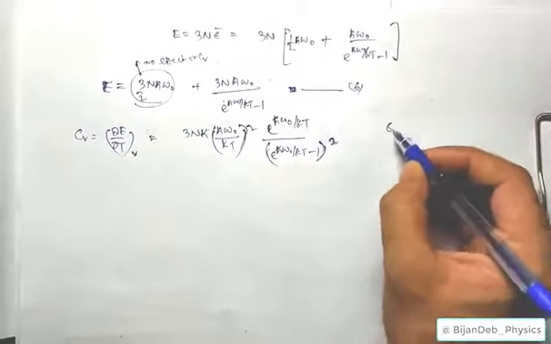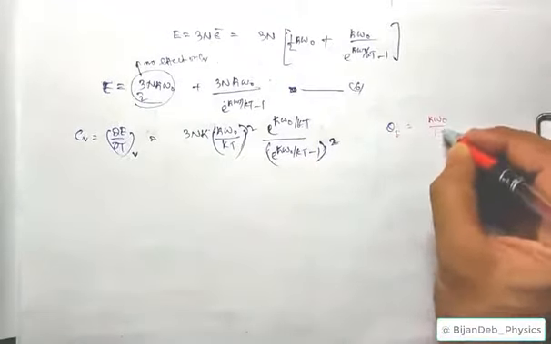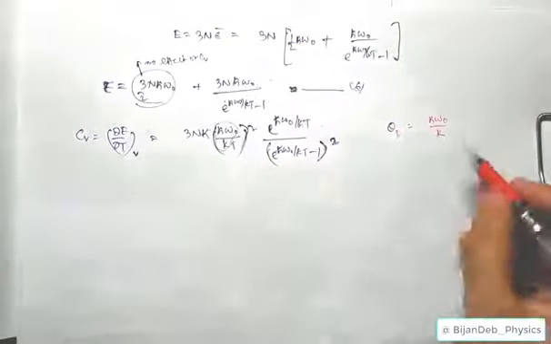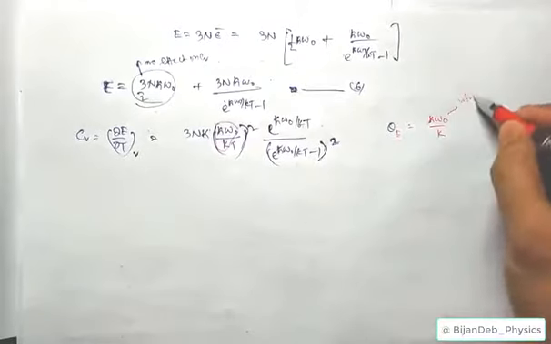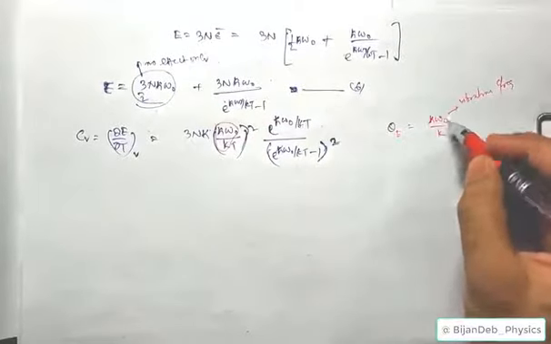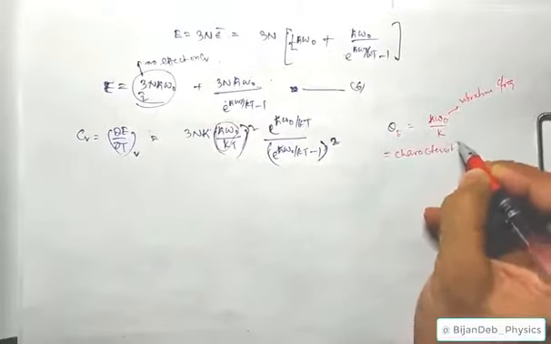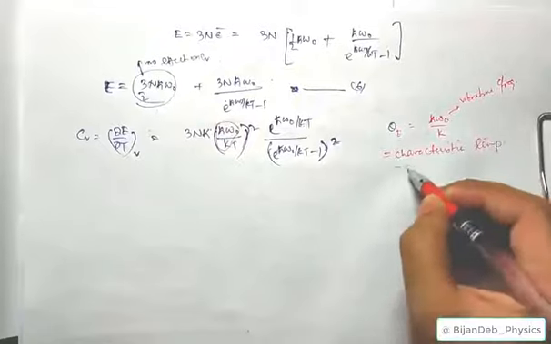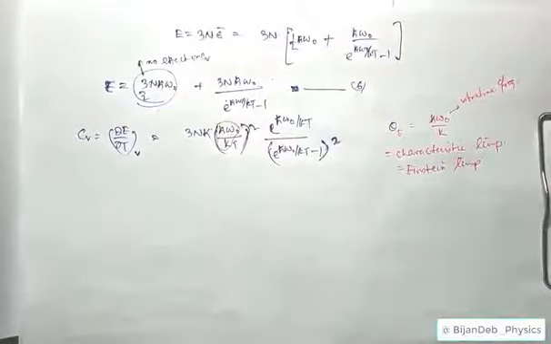So here we use a symbol, theta E, which we call h cross omega by k, this factor. These three are constants or characteristics of a particular vibrational frequency. If omega 0 is known, then h, k are constants. So this is called a characteristic temperature, or it is called the Einstein temperature. So this is the Einstein temperature. You should remember this formula.